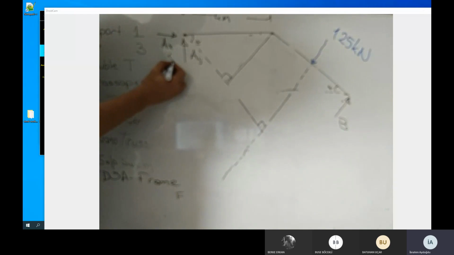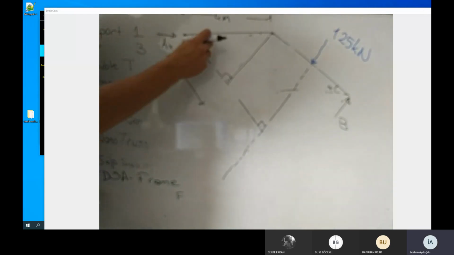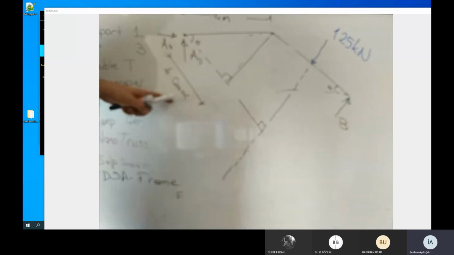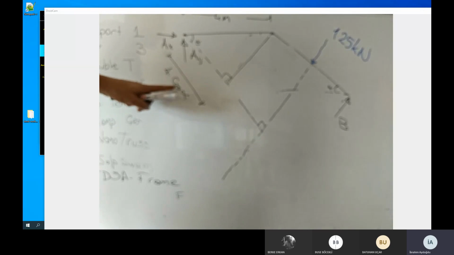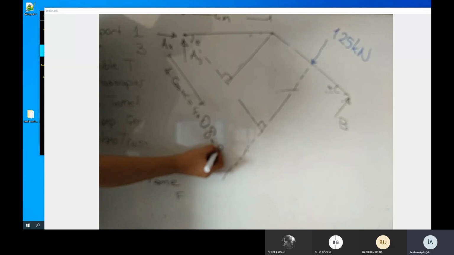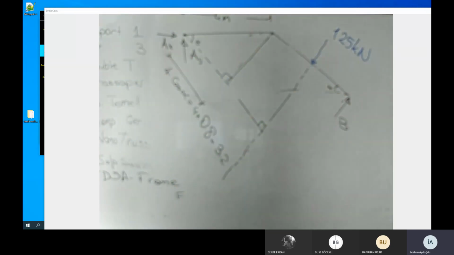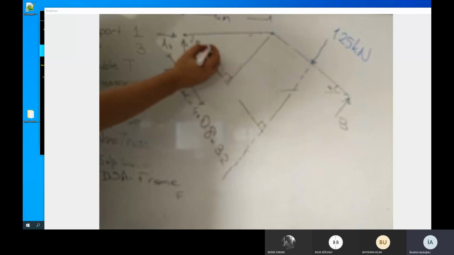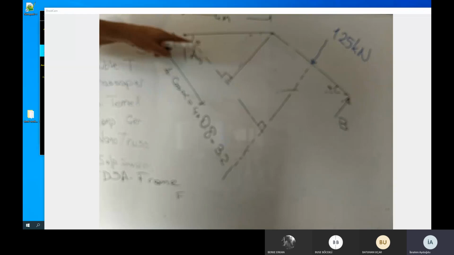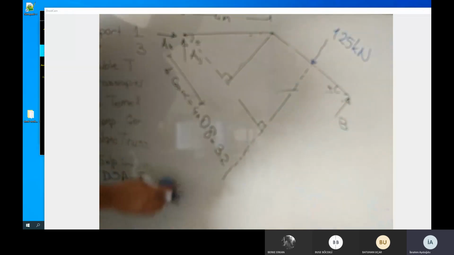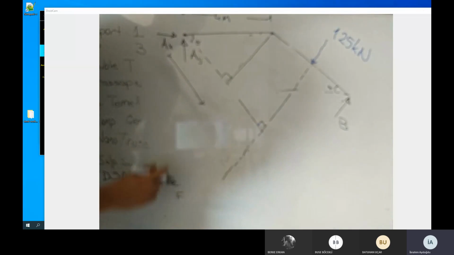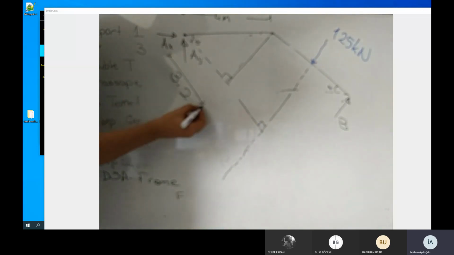So what about this length? It's 4 times cosine alpha. What is the cosine of alpha? You remember that? 0.8. Therefore, 4 times 0.8 is equal to 3.2. This angle is alpha. We know alpha by using this triangle. Length is the sine. Therefore, this length is 3.2.